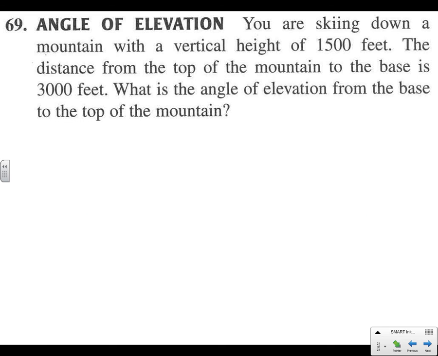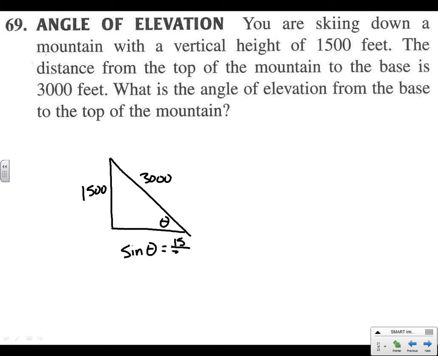Why don't you try this one? You're skiing down a mountain with a vertical height of 1,500 feet. Read the rest. Try it. I got the answer coming up. The vertical height is 1,500. The distance from the top of the mountain to the base is 3,000. How long you're going to ski. What's the angle of elevation from the base to the top? So here's your theta. And so this again is sine theta equals 1,500 over 3,000. Your zeros cancel. This is 1/2. And so once again, theta is 30 degrees.